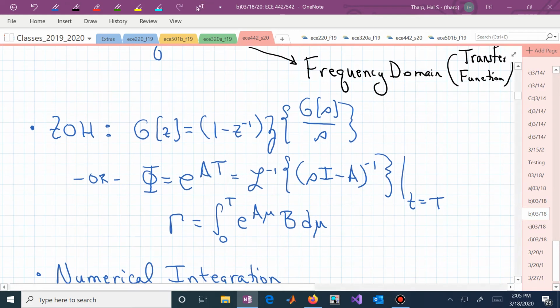Scenario number 2 was actually the zero order hold, where we collected the zero order hold properties together with the plant g of s, and we found in the frequency domain that the zero order hold equivalent, capital G of z, is now 1 minus z to the minus 1, that factor times the z transform of g of s over s.